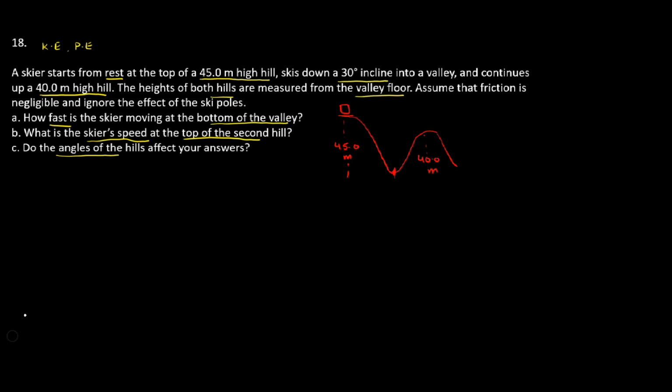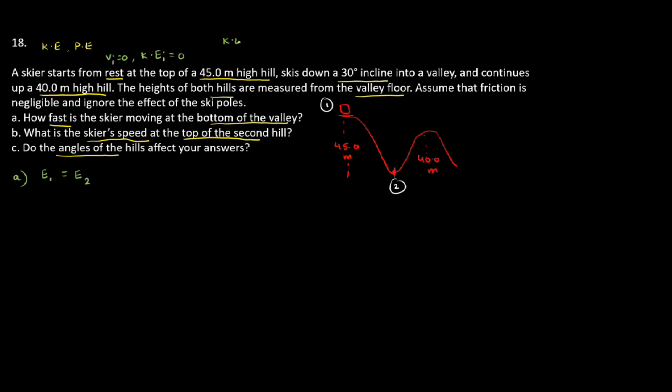Let the initial position where he started to ski from, the top of the first hill, be point 1, and the bottom of that hill be point 2. According to the law of conservation of energy, total energy at point 1 must be equal to total mechanical energy at point 2. At point 1, the skier is at rest, so its initial velocity is 0. And if its velocity is 0, kinetic energy at that point will also be 0.